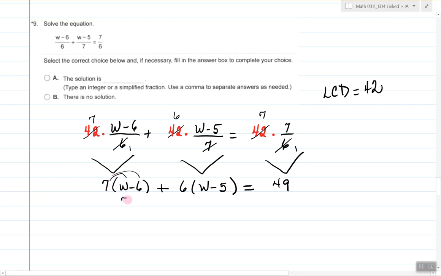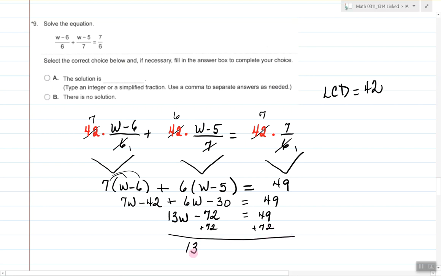7 times w is 7w. 7 times negative 6 is negative 42, plus 6 times w is 6w. 6 times negative 5 is negative 30, equal sign 49. I have 7w and 6w, for 13w, I'm combining like terms. I have minus 42 and minus 30 for minus 72 is equal to 49. Now I'm going to add 72 to both sides.